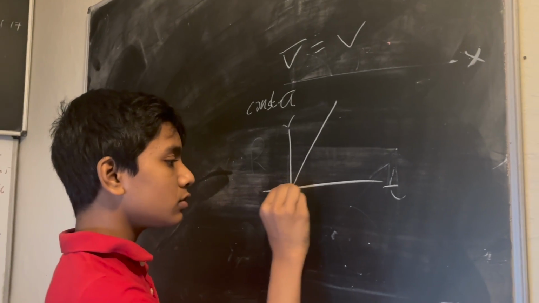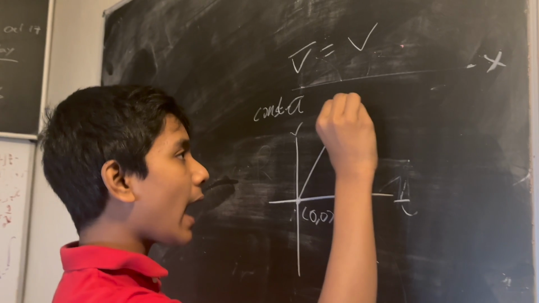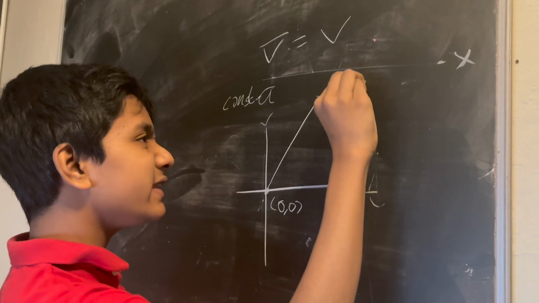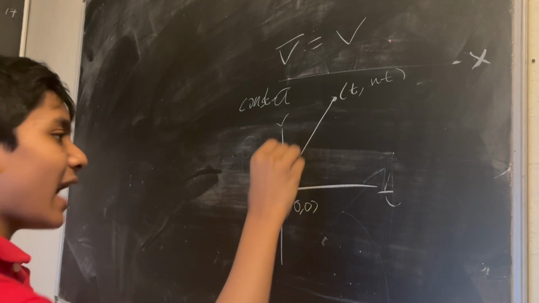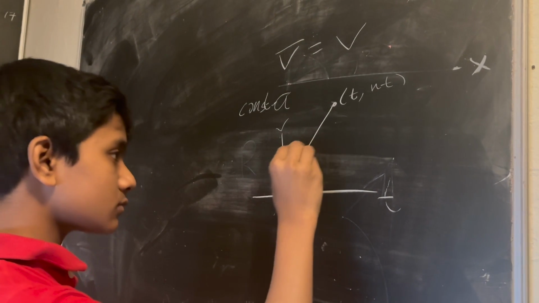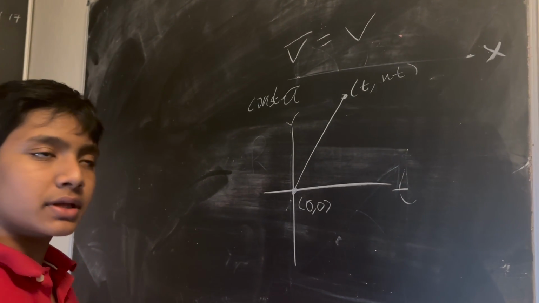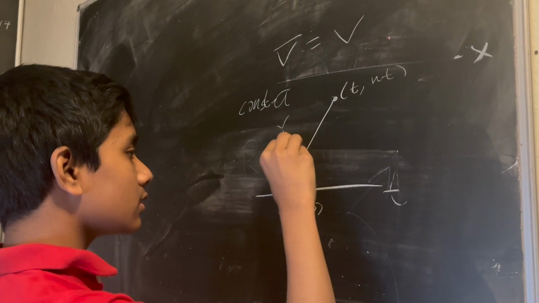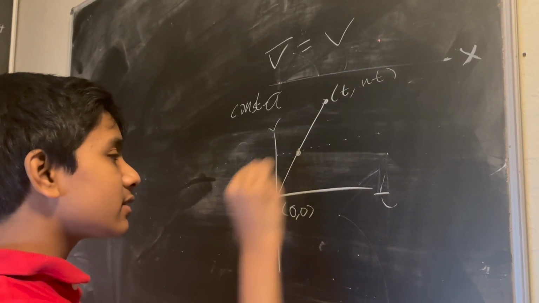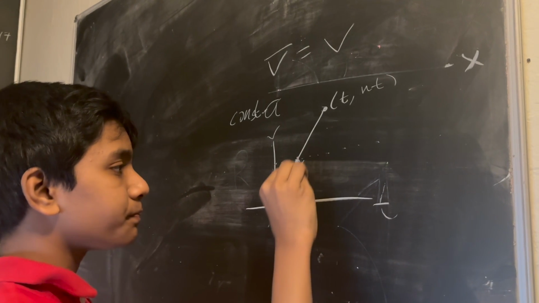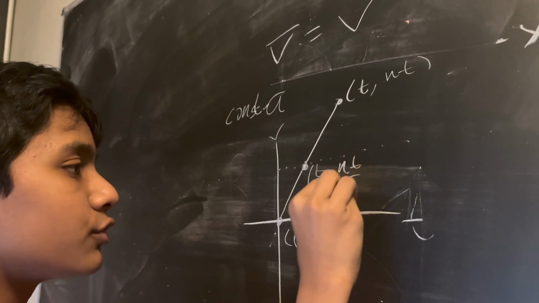So, for example, starting from the origin, ending at t comma nt, where n is the slope, where is the average of this line? Well, obviously, if you use integral calculus, this is going to be very obvious, but intuitively, you can see that it should be at the value of the midpoint, t over 2, comma nt over 2.